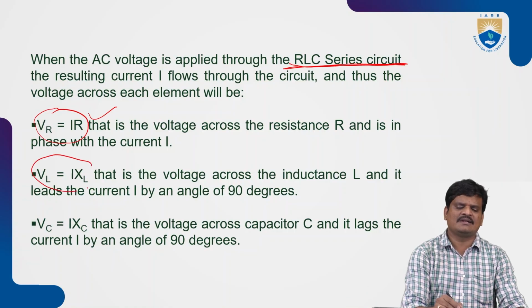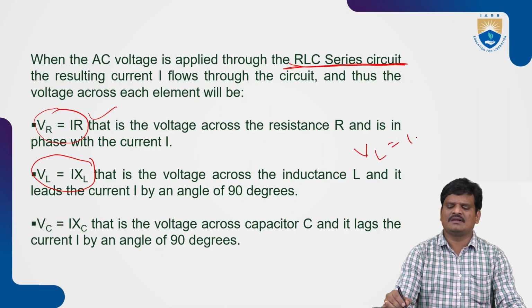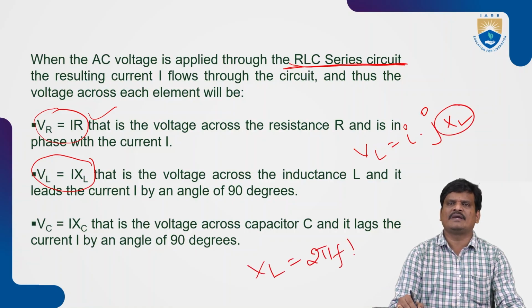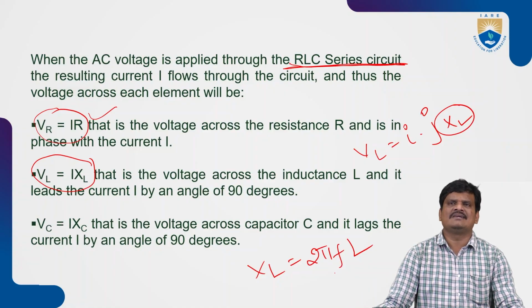Coming to the next element, that is the inductor, the voltage across the inductor is represented by VL, and VL is equal to I into jXL, where XL is the inductive reactance. It is given by 2 pi fL, where f is frequency and L is the inductance of the given circuit. And the property of the inductor is that the current lags the voltage by 90 degrees.